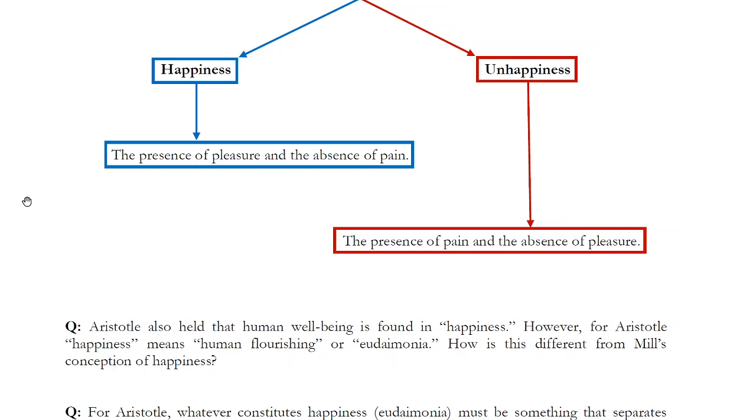Now, the first thing that you should notice here is that unlike Aristotle, unlike Aquinas, who spent a great deal of time and effort explaining to us why the foundation of happiness for a human being cannot be mere pleasure.